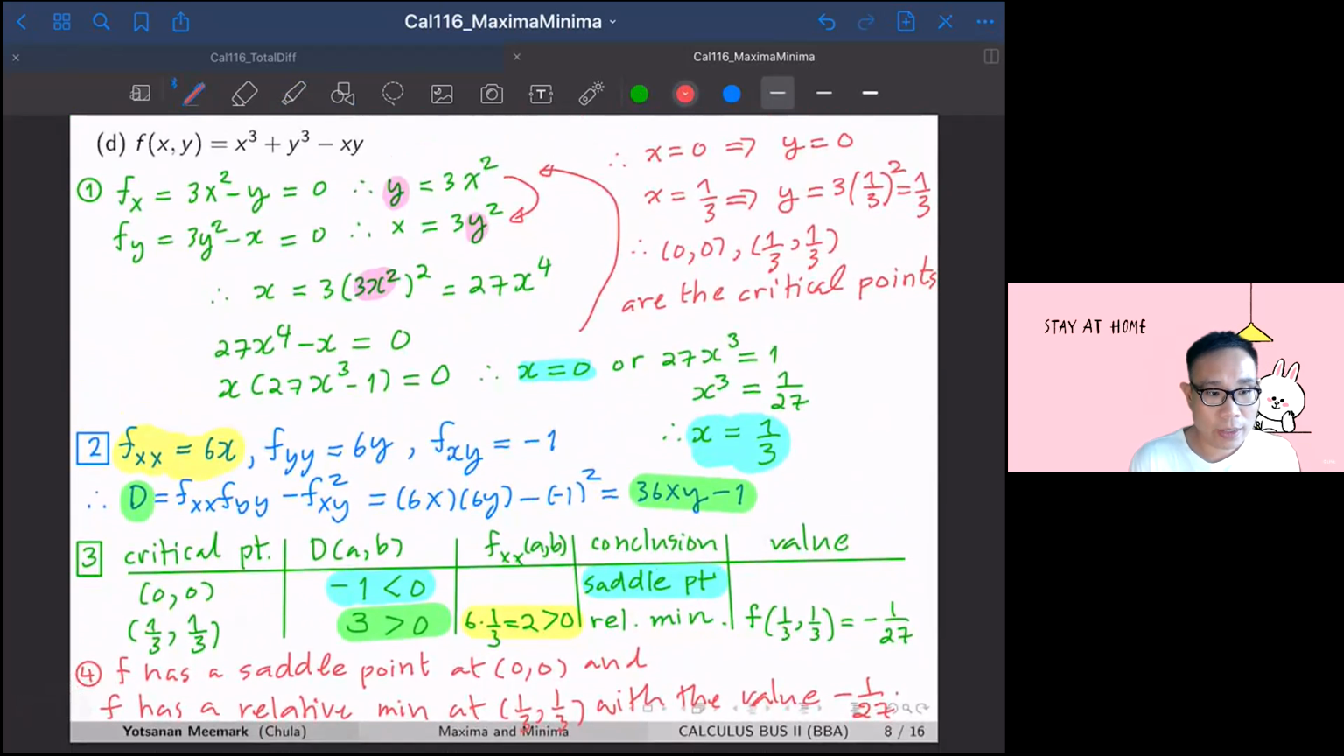So you see that every question turned out to be the same. I did like 4 examples already. However, I'd like you to see the aspect of solving for critical points. Some turn out to be easy, some turn out to be long, or some turn out to be difficult.